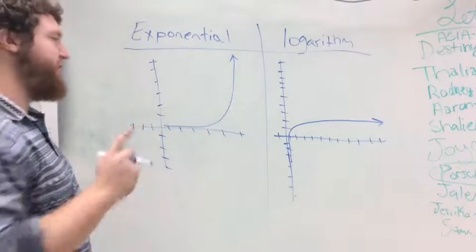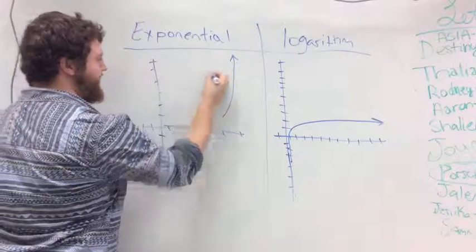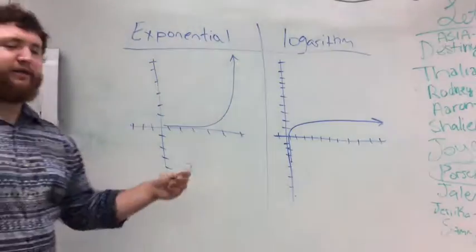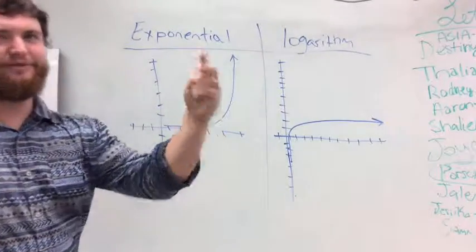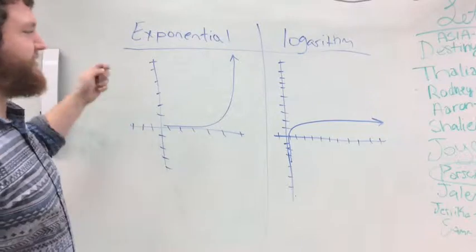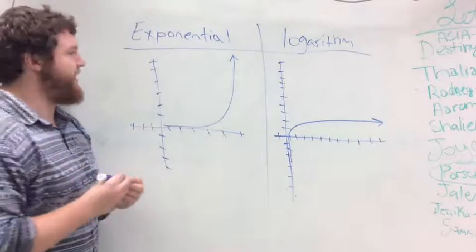Now exponential can go the other way. You can start here and decay really fast, or fall off the mountain. But it's all about getting fast quickly, or decreasing quickly. Those are your two graphs. You need to know what they look like, because I'm going to show you both of them and ask you which one's which. That's all I got.